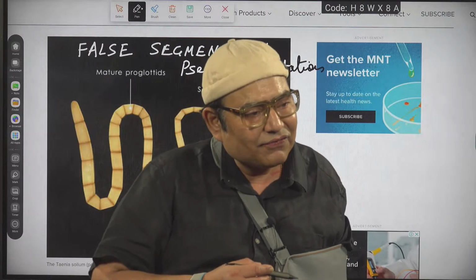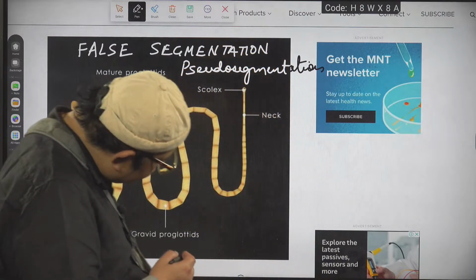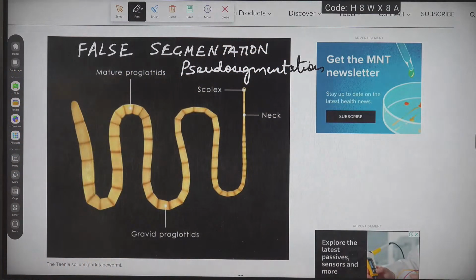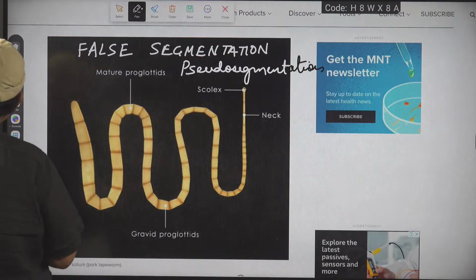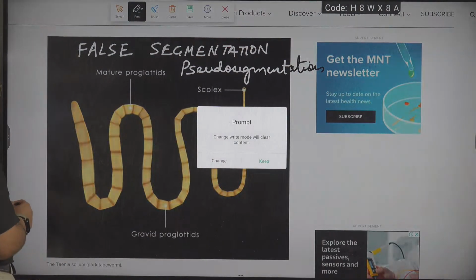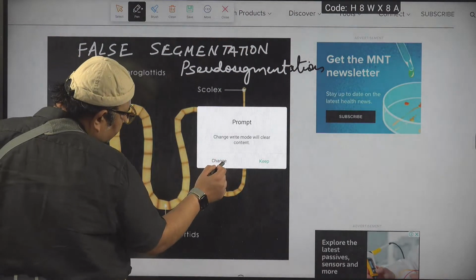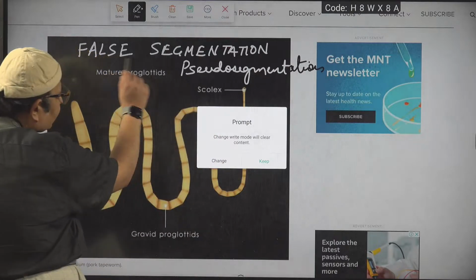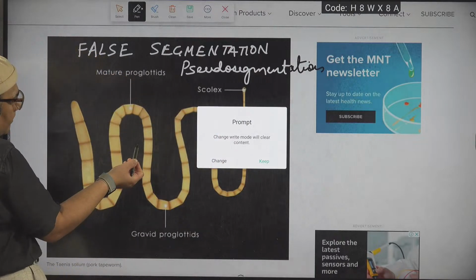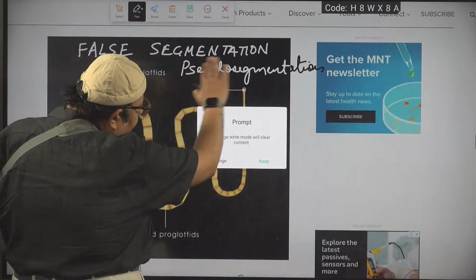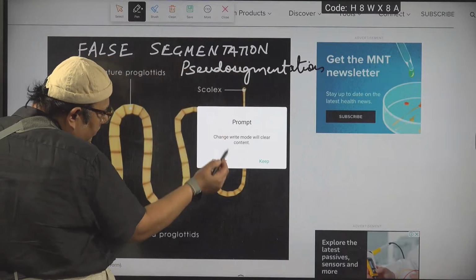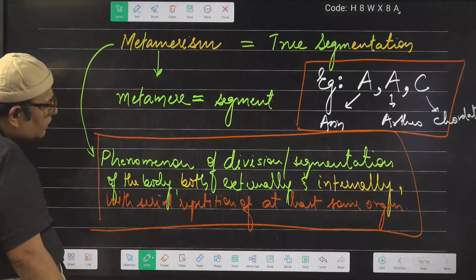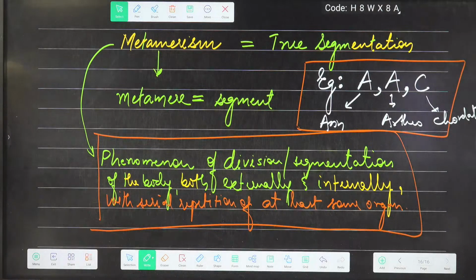Space or any fluid between the segments. In between the segments, there is a septum, a partition. I hope you can note down this false segmentation. This is a tapeworm. Note down means you note it down in the mind, in the brain, and you can note it down in your notebook.